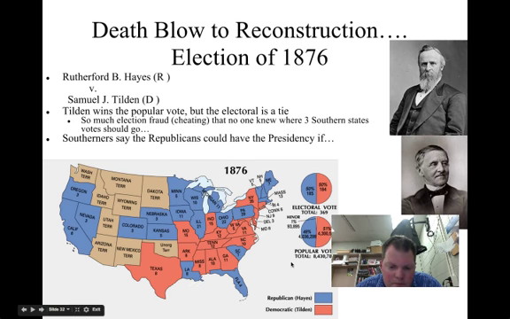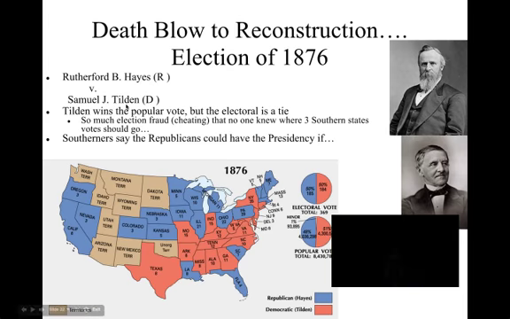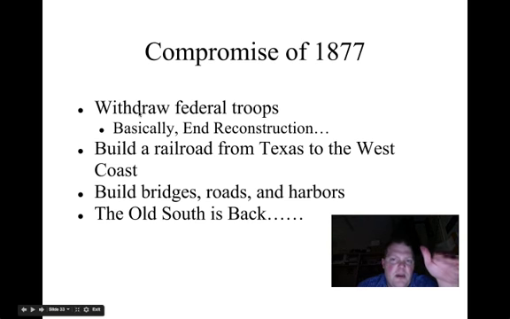popular vote. Okay, but Hayes and the Republicans basically come out and say, hey, check it out, we'll make a deal with you. Go ahead and give us the presidency. Give the Republicans the presidency, and then we'll end Reconstruction in the South. And so the South's like, sounds good. You guys can have the presidency. Tilden will give up, and we'll end Reconstruction. And so Reconstruction ends because the Republicans wanted to keep that presidency under Hayes. Okay. So anyways, the Compromise of 1877 is the end of Reconstruction.